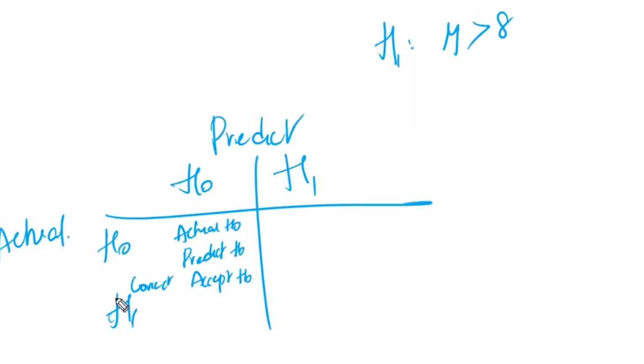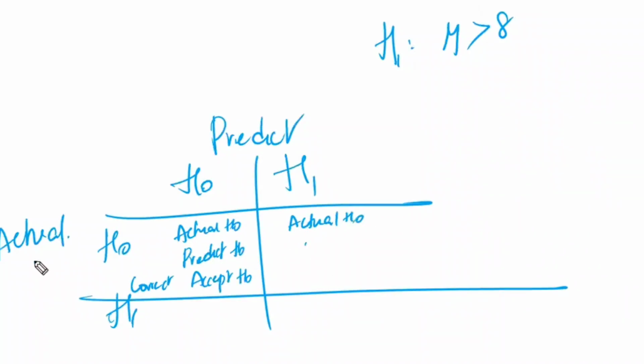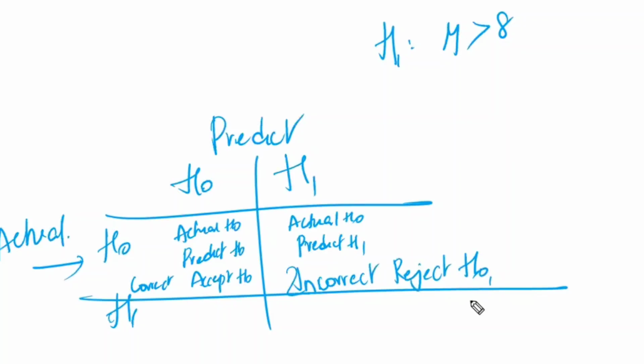Now, this second cell: what is the actual value? Actual is H0. Predicted is H1. You have predicted H1, which is incorrect. Incorrectly, you are accepting H1. Incorrectly accepting H1 means incorrectly rejecting the H0. The same meaning goes with rejecting H0: incorrect rejection of H0.